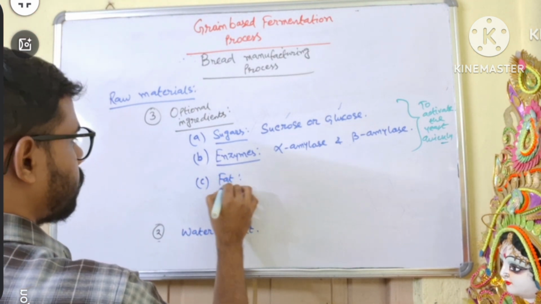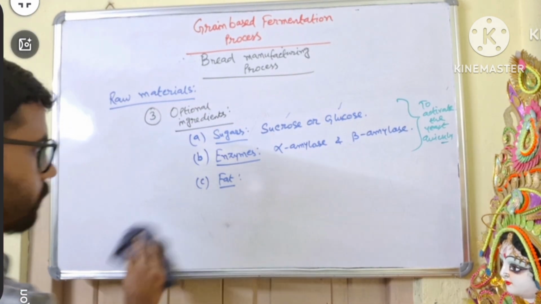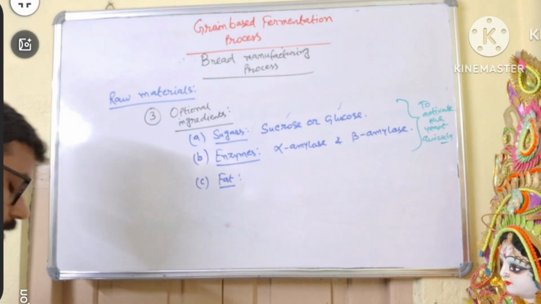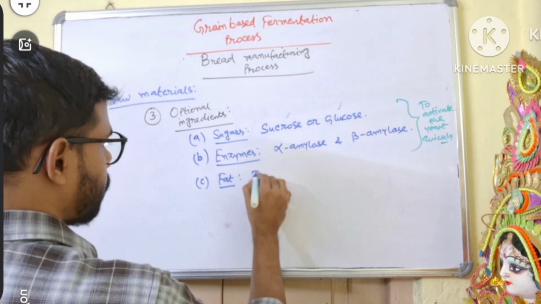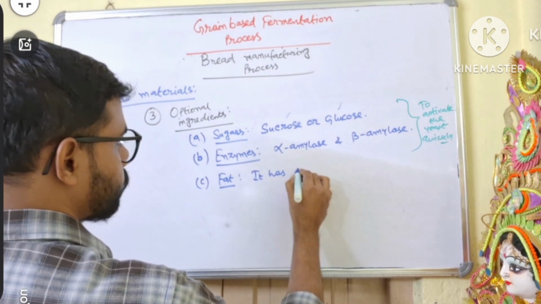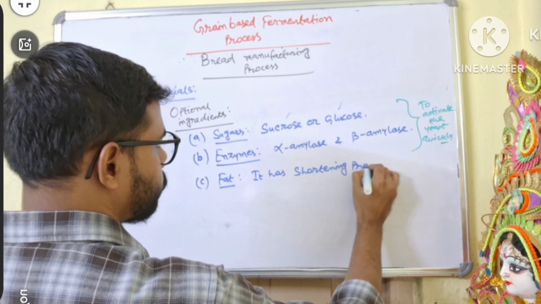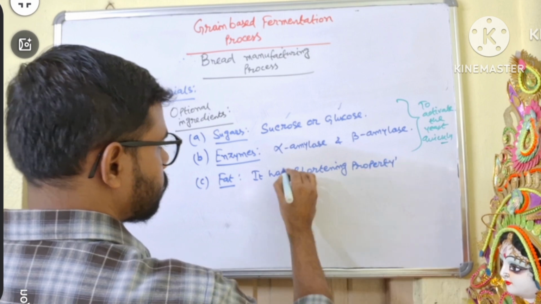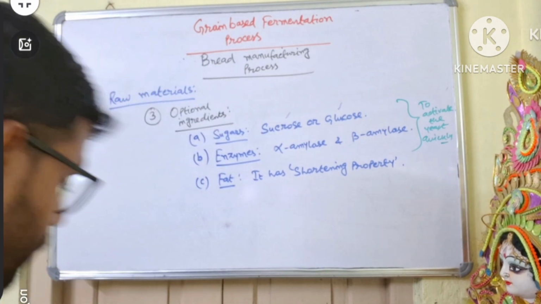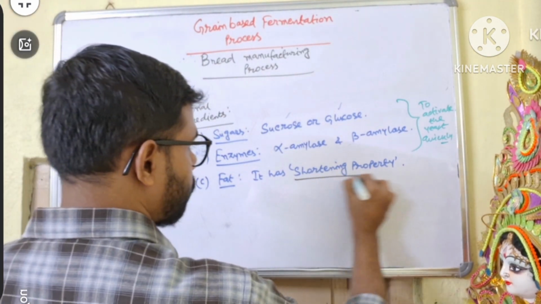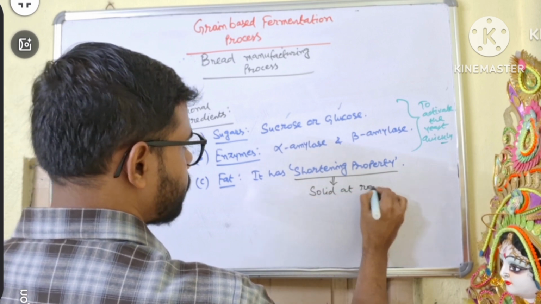Fat is also added. Why is fat added inside the dough? Because fat has a shortening property. What is the shortening property? Shortening property means fat becomes solid at room temperature.